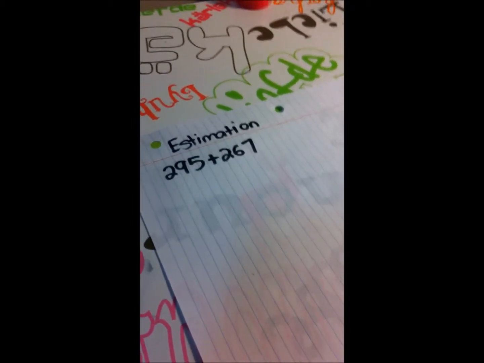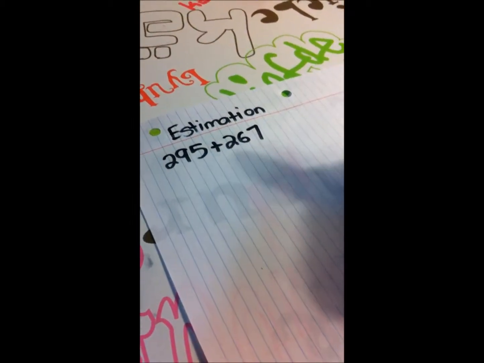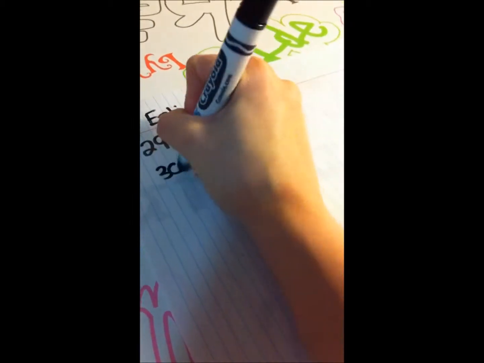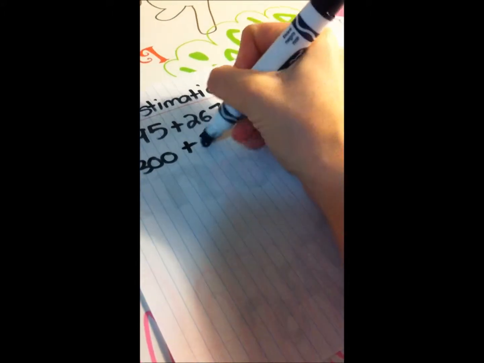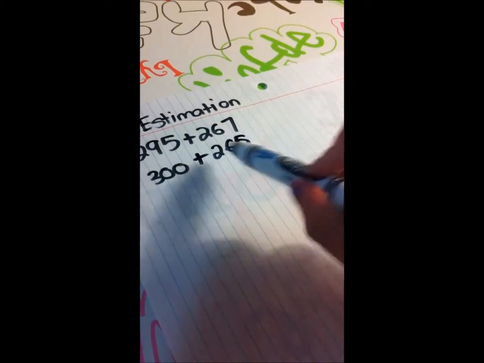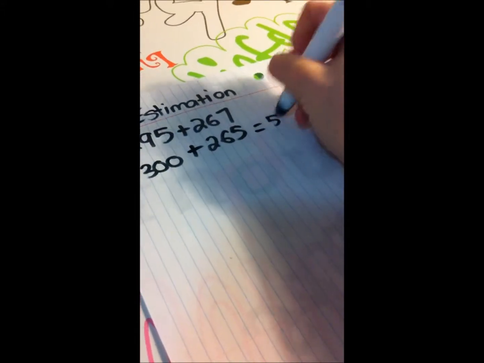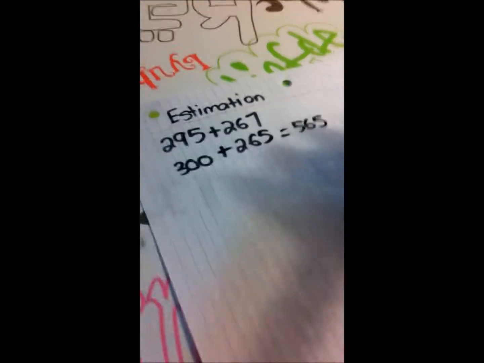Equation. I'm going to solve it first by estimation. So we want to get these to be friendly numbers. A benchmark number would be 300, so I rounded up with 295. Because I rounded up, I need to round down with 267. So I'm going to go to 265 because it's also a benchmark number, and the sum of the two addends is 565. That will roughly be the answer.